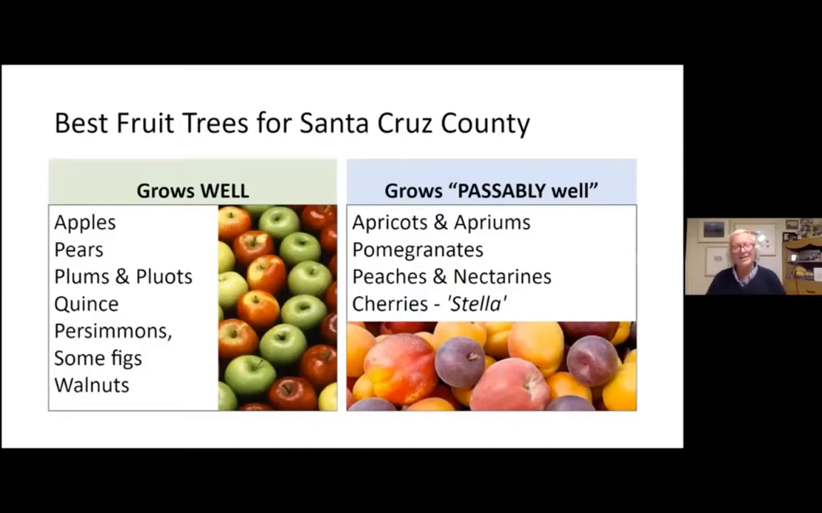They do well in the Santa Clara Valley, but I found Stella to be an exception. It's a dead ringer for a Bing, and it's really good. And it's kind of a natural dwarf. The old joke about cherries is, well, they're tall, right? So tall cherries are for the birds, but Stella can be maintained at about 8 to 10 feet. Let's keep going.